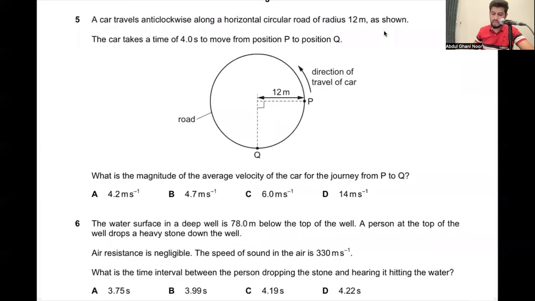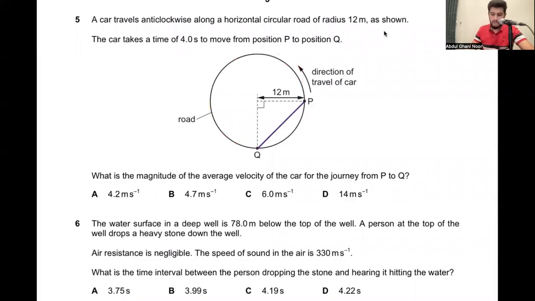Question number 5 says a car travels anti-clockwise along a horizontal circular road of radius 12 meters as shown. The car takes a time of 4 seconds to move from position P to position Q. What is the magnitude of the average velocity of the car from the journey from P to Q? So starting from P and ending at Q, even though this is the path of the car, this is the direction of travel, it does not make a difference what the direction of travel is.